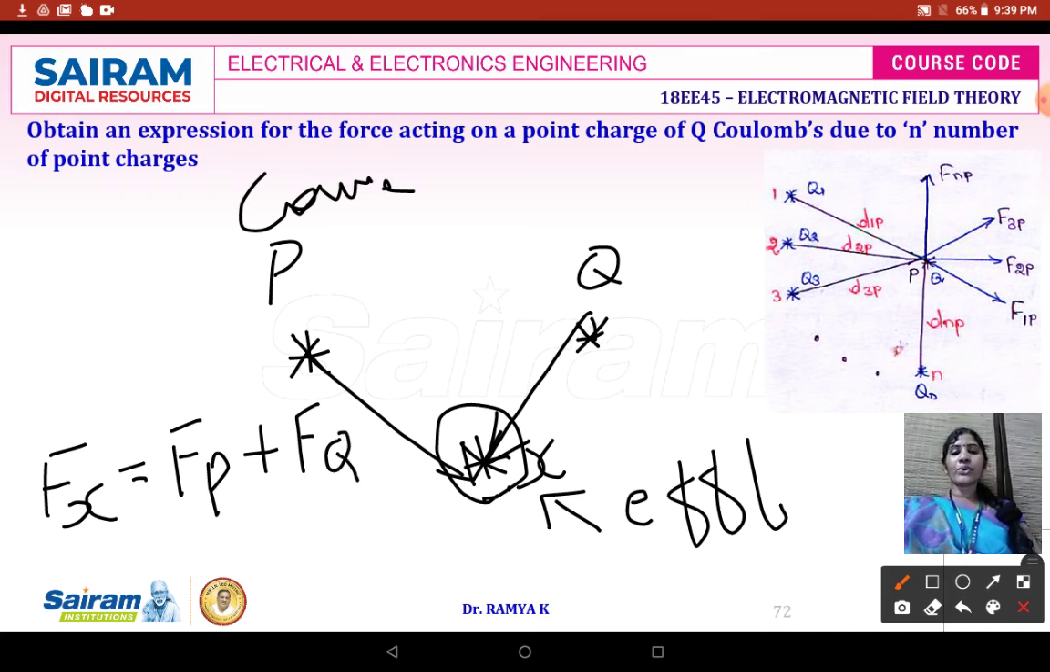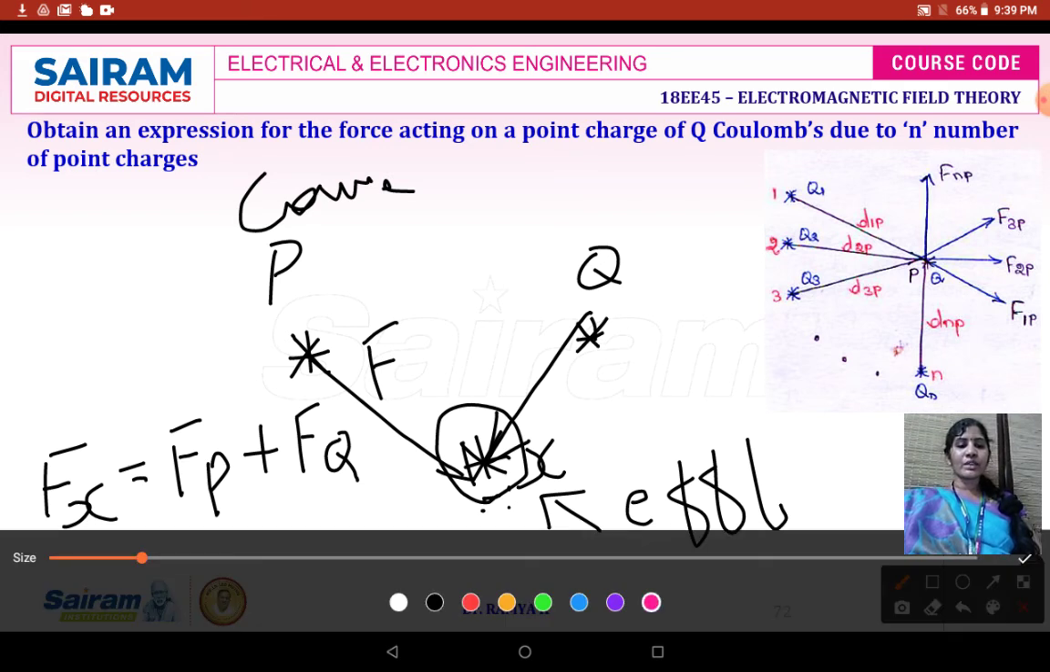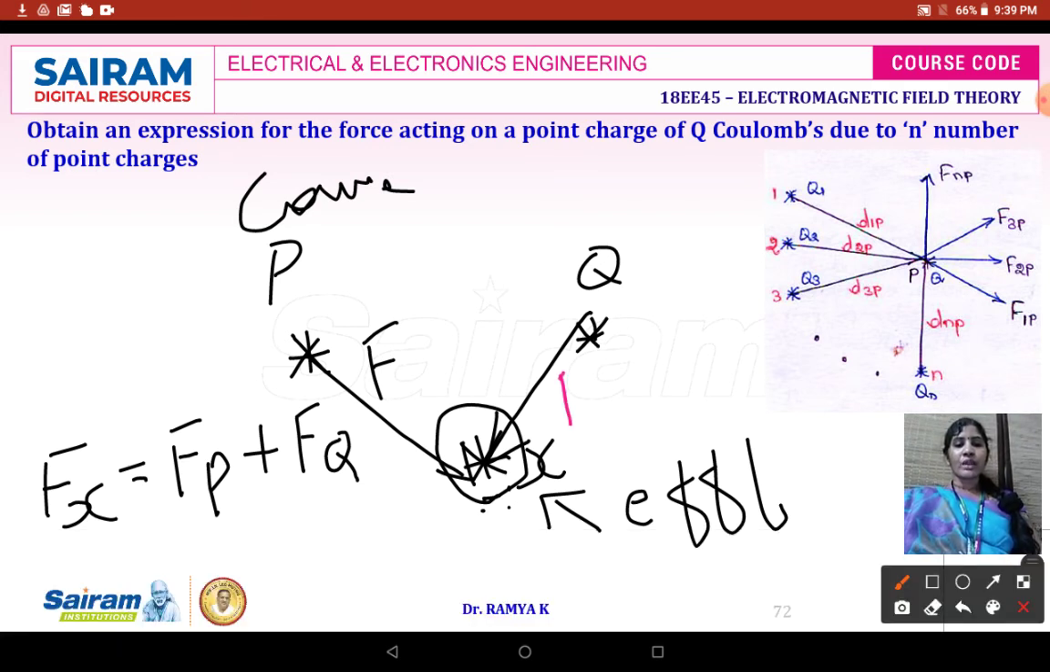Now if I want to write the force exerted at point X, where you are going to identify the parameter, that is going to be your effect. So F is the notation that is represented for the force. Now the suffix should be cause followed by effect. So FPX, FQX, because the unit vector will be in the direction like this. Because of this point charge P, that is the force exerted over here. So I can write it as FPX and here I can write it as FQX.